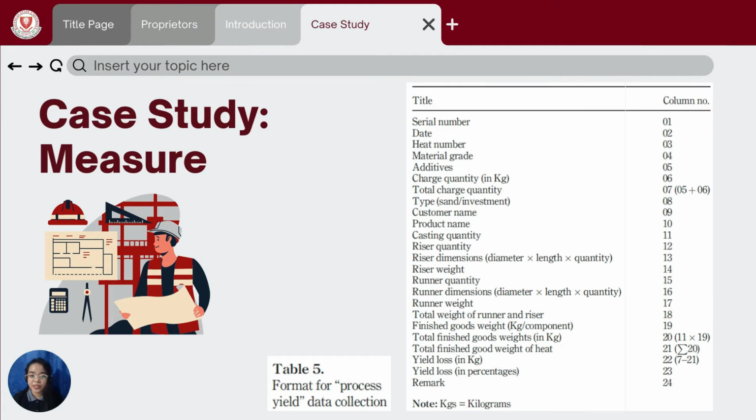Next is the format for the data collection plan, which is connected to the previous slide. This specific format allowed the team to accurately measure the yield loss of the process. With this plan and format, the data for a 4-month period was recorded for further analysis.